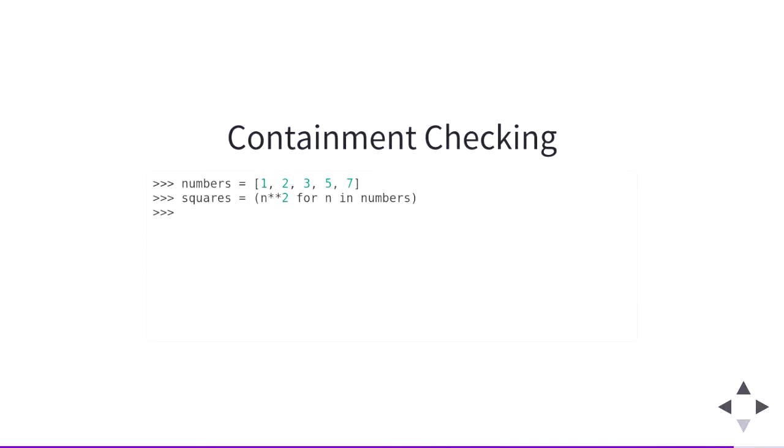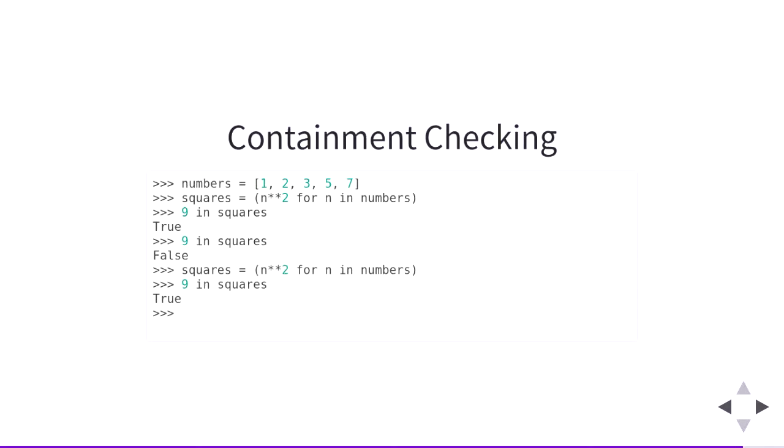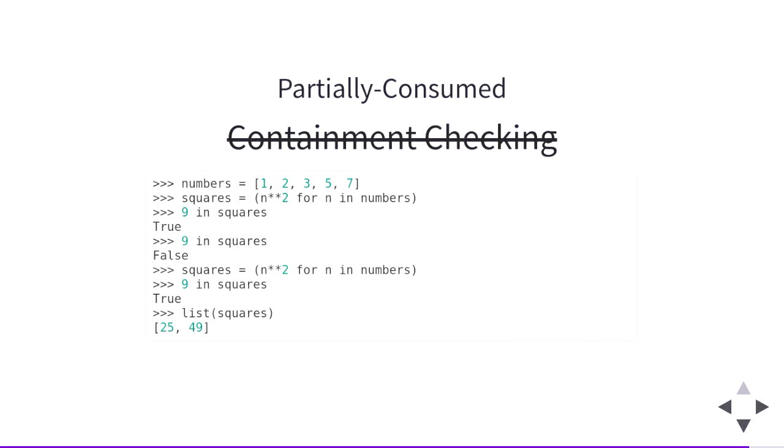If we ask whether 9 is in this squares generator, we'll get true. If we ask the same question again, as we already saw, we'll get false. The reason this happened is when we asked 9 in squares, this caused Python to loop over our generator. And when we looped over our generator, we had to partially evaluate it. So the only numbers left in this squares generator, if we made a list out of it, were all the numbers after 9: 25 and 49. Iterators are like one-directional tally counters with a broken reset button. There is no way to know whether something is in an iterator without starting to loop over it.